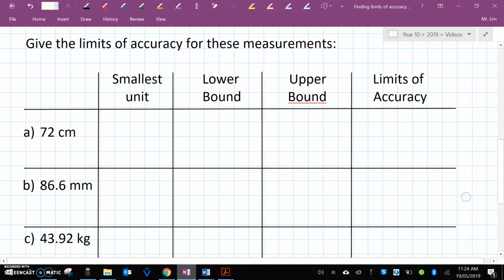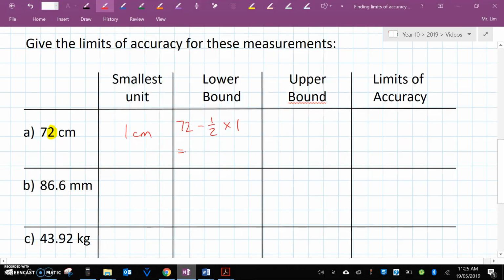So question A, we have 72 centimeters. In order to work out or determine the smallest unit, we look at the last digit in the measurement, make that a 1, and all other digits become 0. So here, the smallest unit is 1 centimeter. To find the lower bound, we take the measurement and we minus half of the smallest unit of that 1 centimeter.